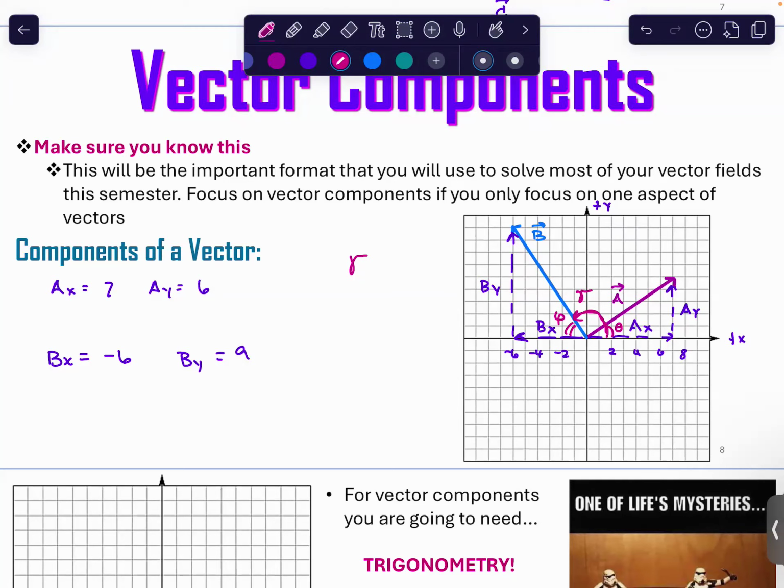I think I mentioned this somewhere else, but I just want to go ahead and review it. You'll have problems that solve with positive angles and negative angles. Which way do positive angles go? Counterclockwise. Negative angles go clockwise. Positive angles go counterclockwise. So that's the best way to start.